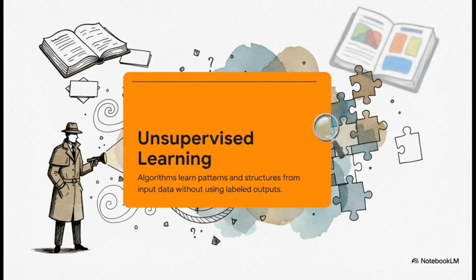So what's the deal with this detective agency? Well, unlike its famous cousin, supervised learning, which gets a cheat sheet with all the answers, unsupervised learning gets thrown into the mystery completely cold. No labels, no predefined categories. Its entire job is to stare at all that raw data and find the underlying structure all by itself. It's about discovering the plot, not just following it.